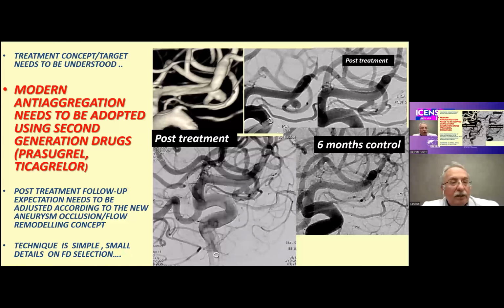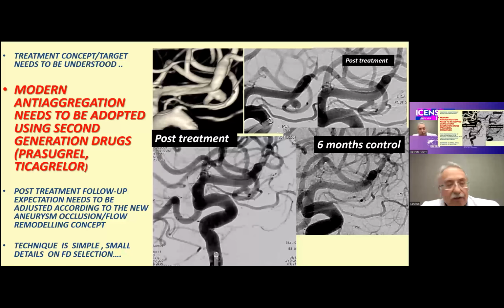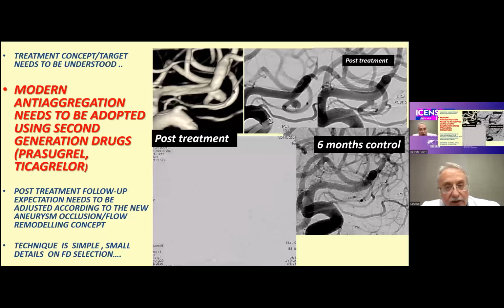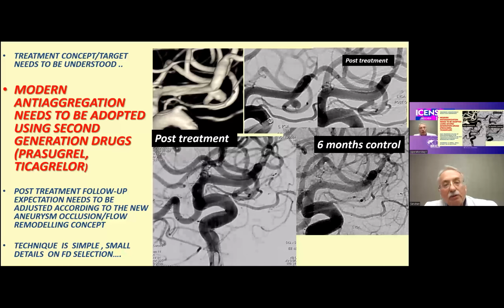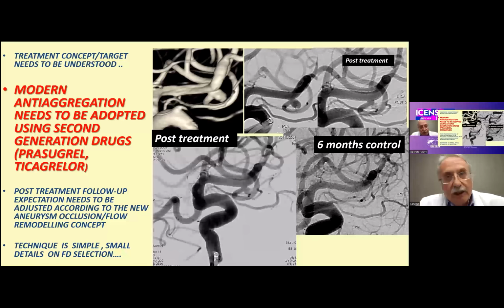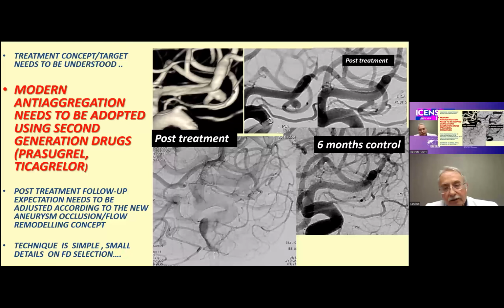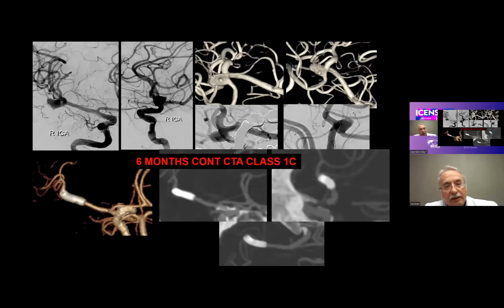As I mentioned, the antiaggregation needs to be adapted using the second generation drugs, Prasugrel and Ticagrelor, because this is very, very important. So you don't have to remove the stents. And also, if you have to use clopidogrel, please don't do this. This is so clear.